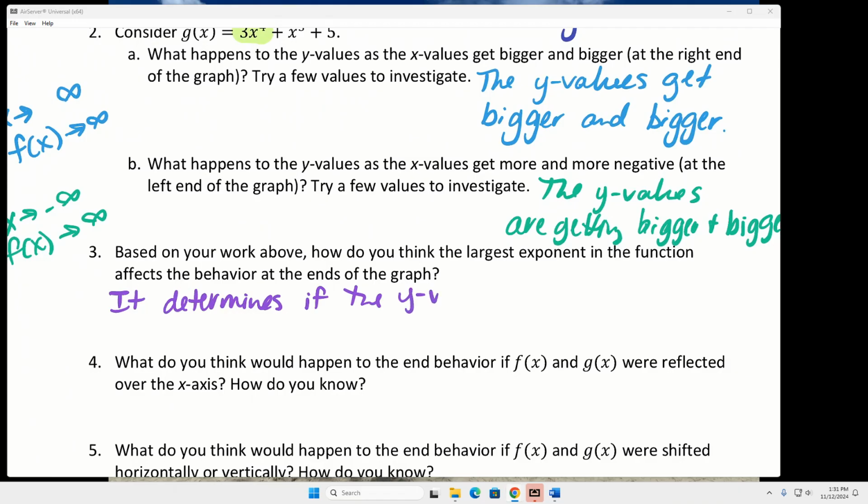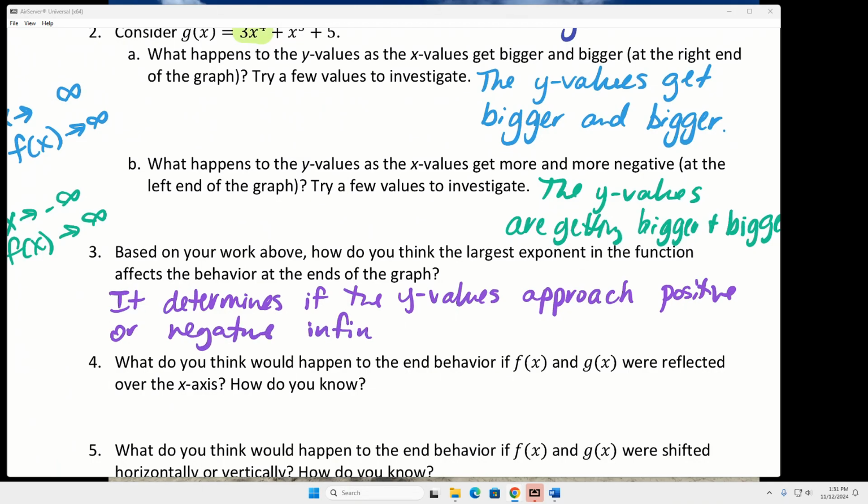if the y values approach positive or negative infinity. And it's because it has the most effect on what you plug in. So raising something to the fourth changes it a lot more, especially if it's a really, really big number. Changes it a lot more than raising something to the third or the second or just raising it to the first. And so that is what determines what happens when the numbers are really, really big or small.